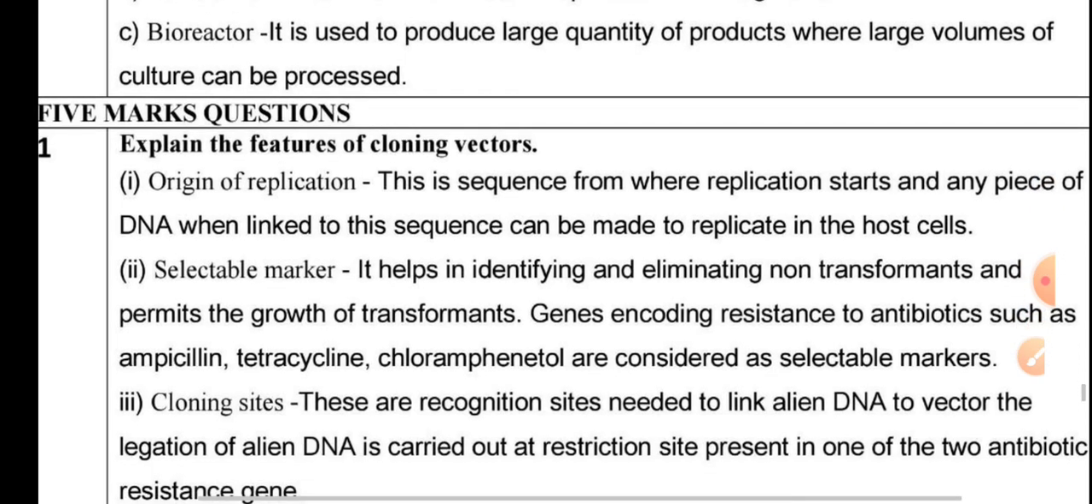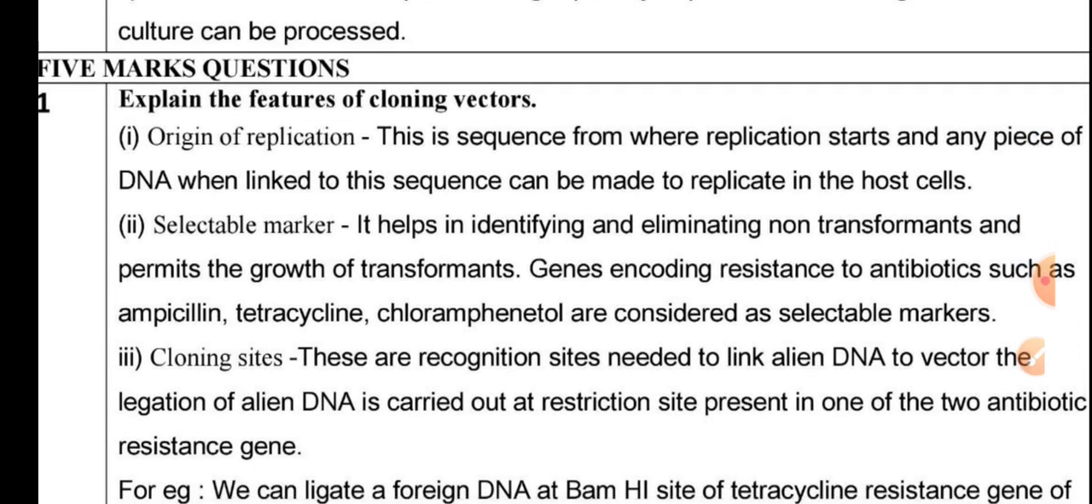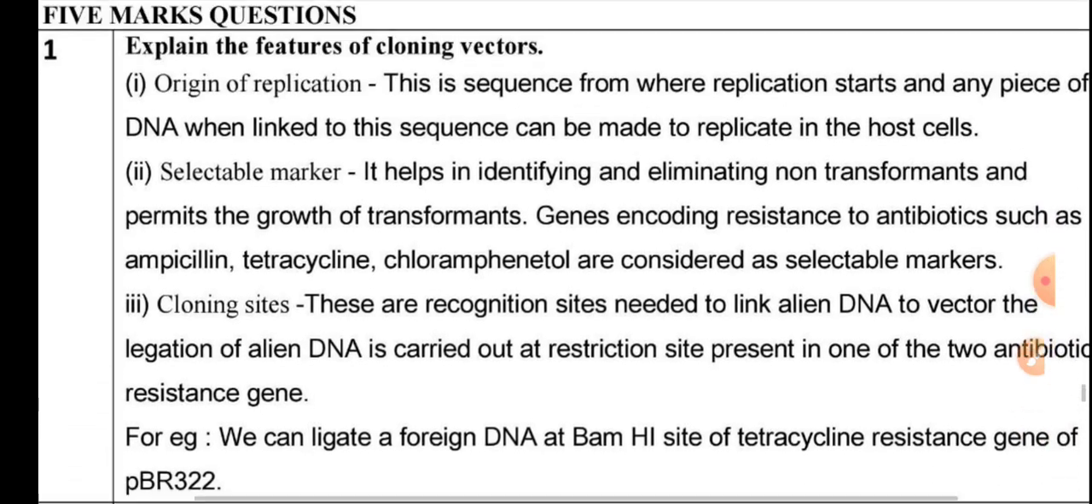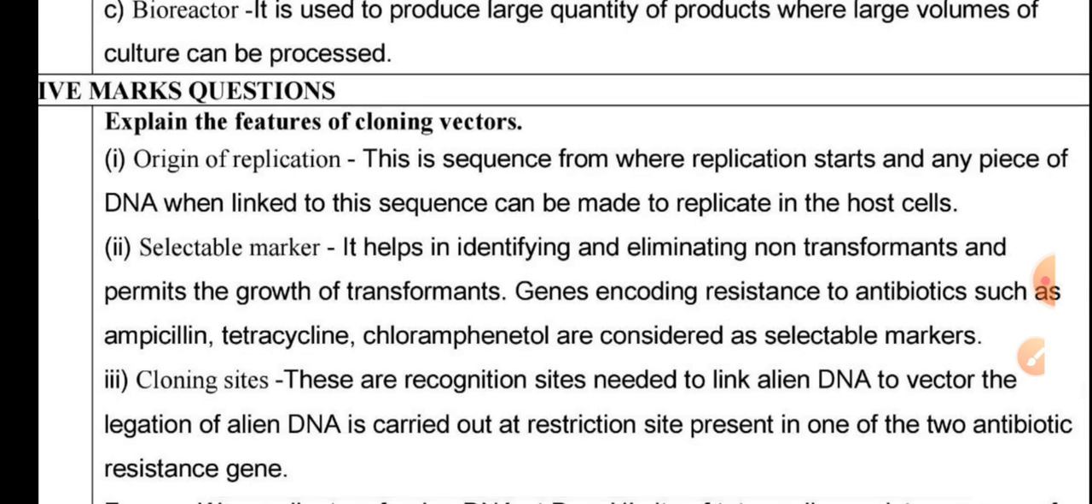Then 5 mark questions. Explain the features of cloning vectors. Features of cloning vectors are origin of replication, selectable marker, cloning sites. Okay, these are the features of cloning vectors. The first one, origin of replication. This is the sequence from where replication starts, and any piece of DNA when linked to this sequence can be made to replicate in the host cell.